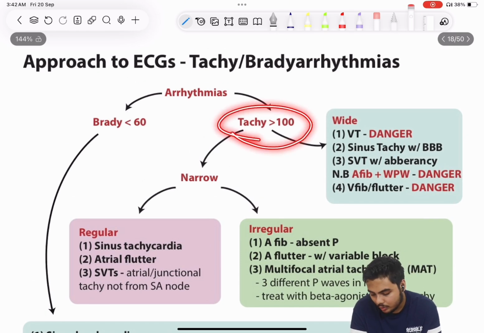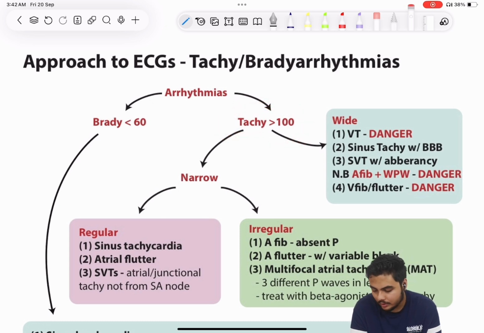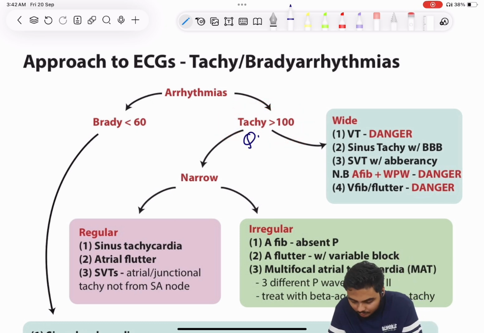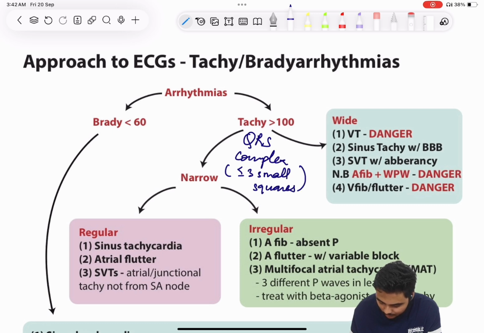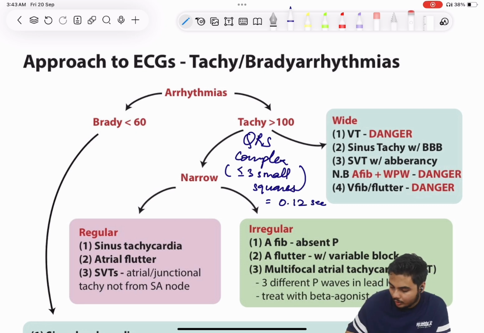So how do we know which type of tachycardia it is? Now, as soon as you know the patient is having tachycardia, what you have to see is the QRS complex. Now, the normal QRS complex is a narrow QRS complex. What do we mean by that? That the normal QRS complex has a duration that is less than or equal to 3 small squares, that is up to 0.12 seconds, right?